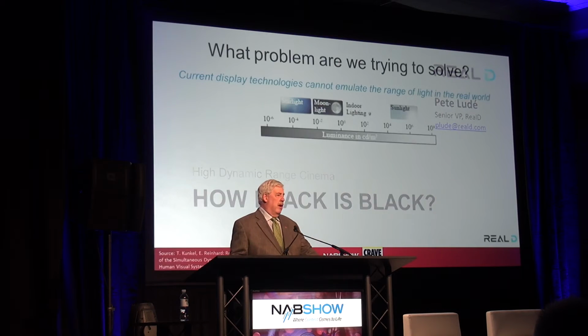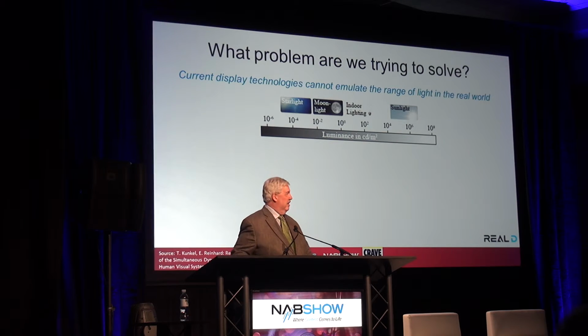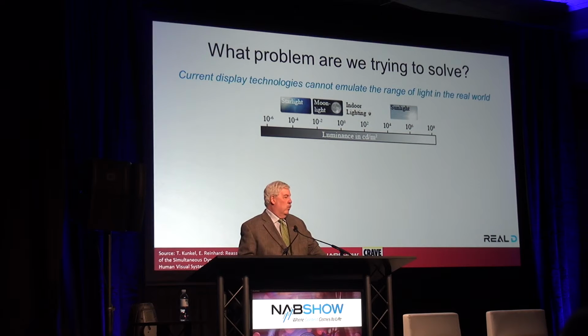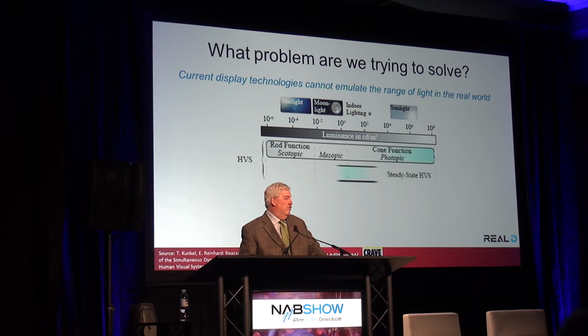So I'm going to start out by saying what problem is it that we're trying to solve, and Keith just did an outstanding job explaining the differences between the various brightness levels of the human vision system. The problem is that current display technologies cannot emulate the range of light in the real world. And real world is shown there with sunlight on the right, with a measurement system of luminance in candelas per square meter, known as nits, down to very dim light. Now, the human visual system is able to see at the very low end of that using the scotopic, as Keith explained, rod functions and the very bright cone functions. But at any given point, there's that steady state human visual system.